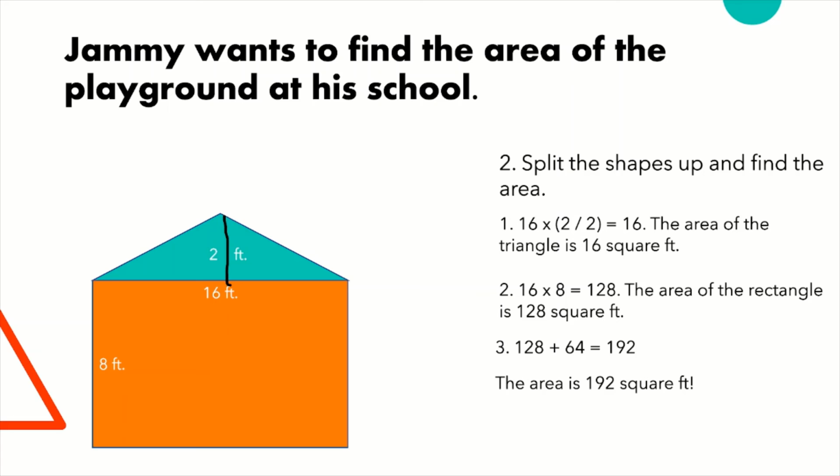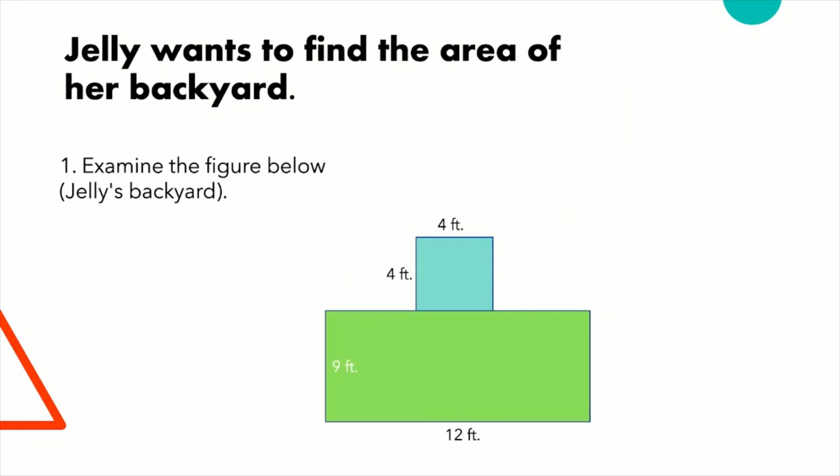I hope you're getting the hang of finding the area of irregular shapes. So again, let's examine this figure below. Jelly wants to find the area of her backyard. This is Jelly's backyard. You can examine the numbers again. And notice that this is a combination of a square and a rectangle, not a combination of a triangle and a rectangle.